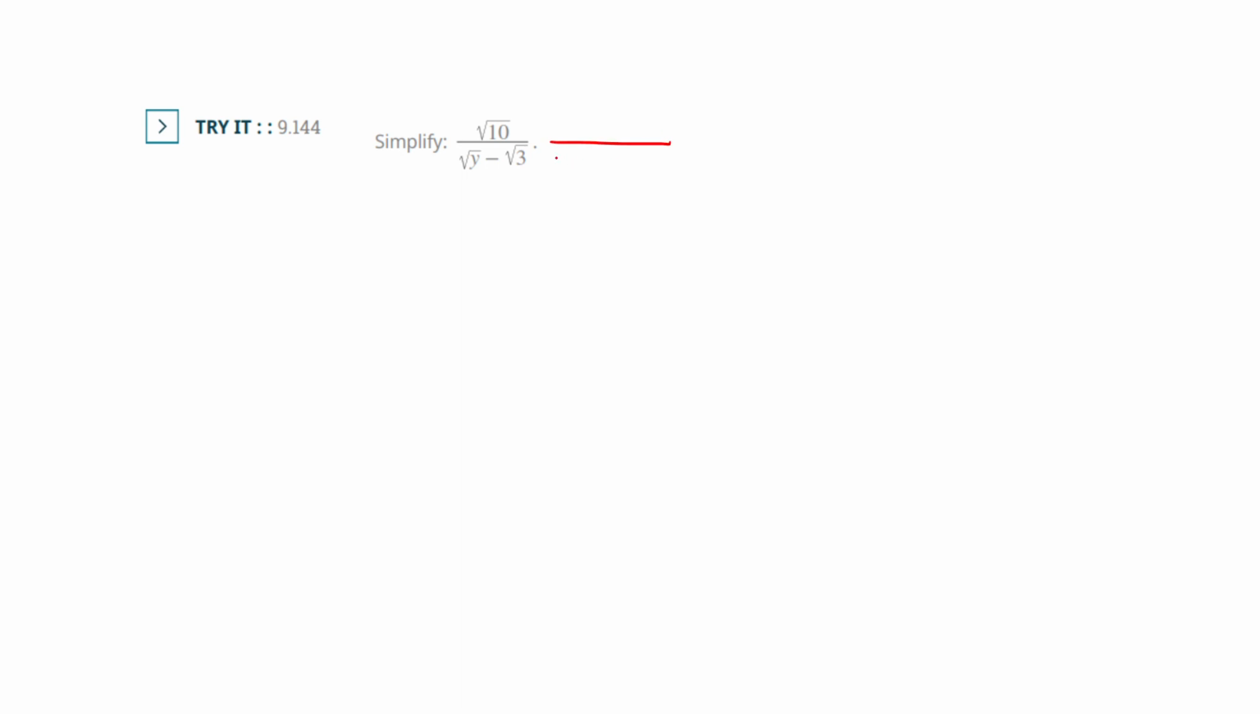Okay, I'd love it if you try it yourself. Okay, on the top, distributing that through, I'm going to get 10y plus the square root of 30. On the bottom, now I've got y minus 3. Okay, looking to see if anything simplifies. It doesn't, and I'm done.